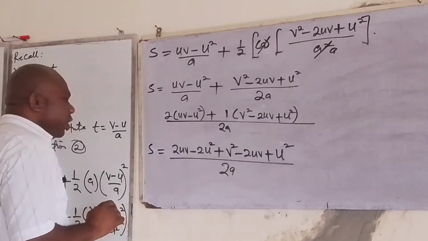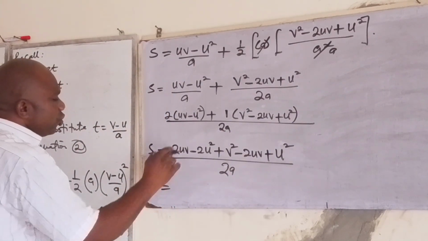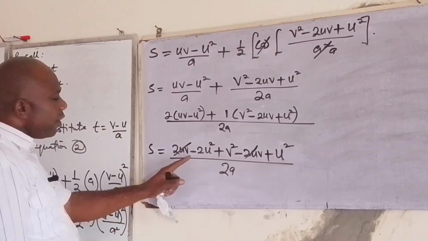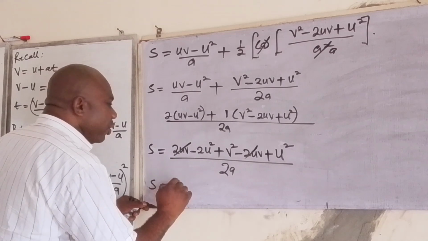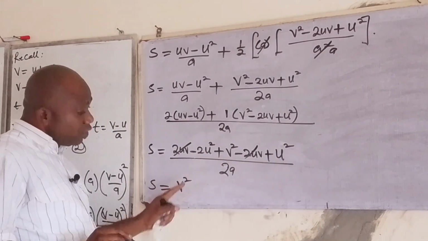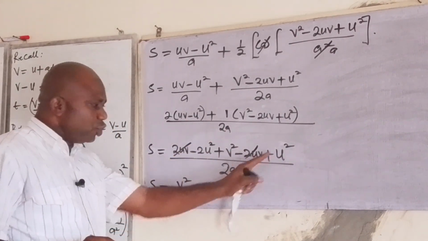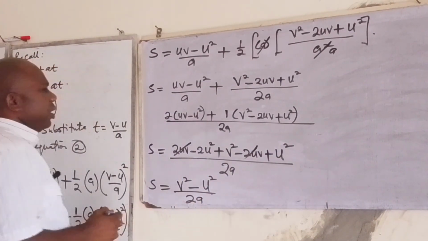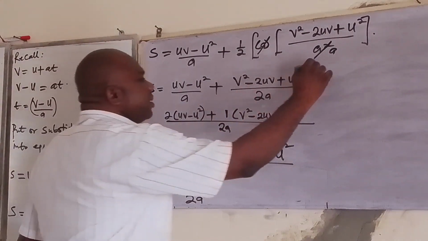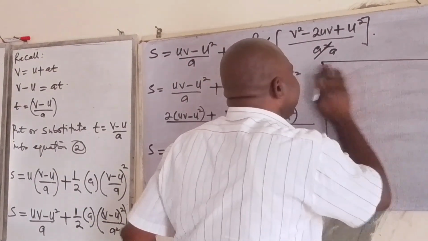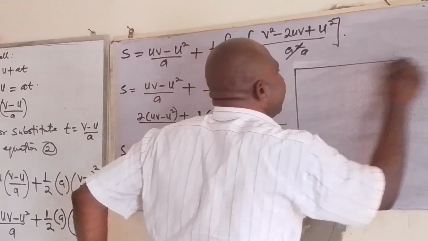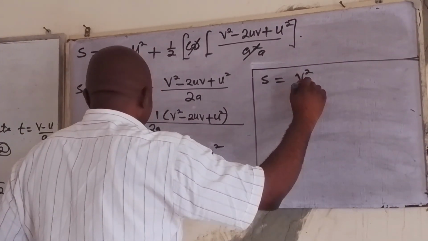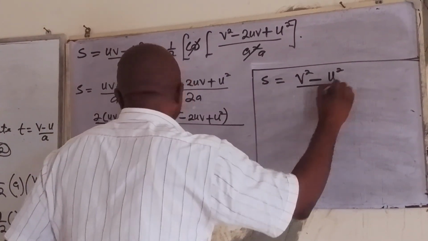Yes, all over 2a. So the value of x will now be equal to, this 2uv will go with this 2uv. So here we have minus 2u squared plus u squared, that will give us minus u squared, and the v squared, all over 2a. Yes, all over 2a. So it therefore means that s is equal to v squared minus u squared all over 2a.